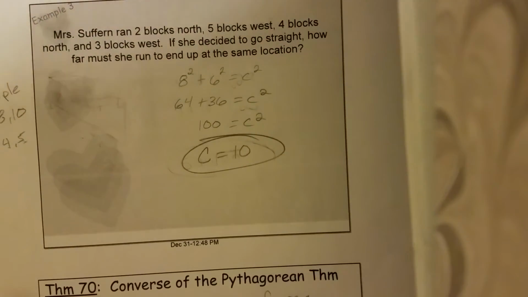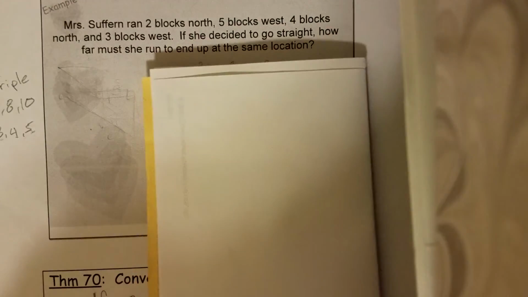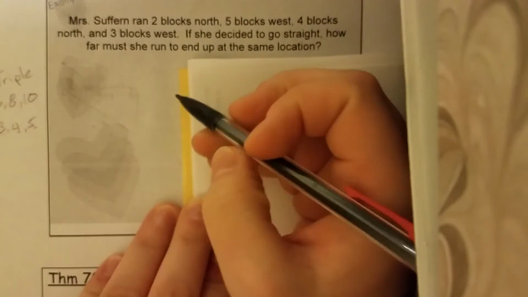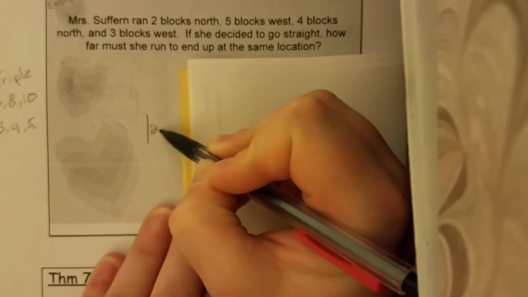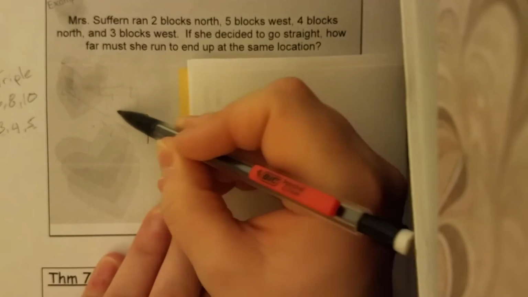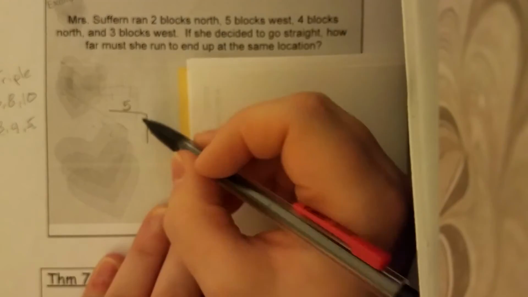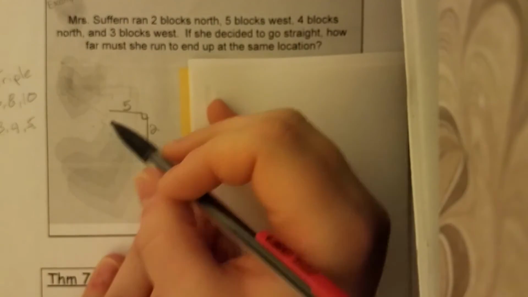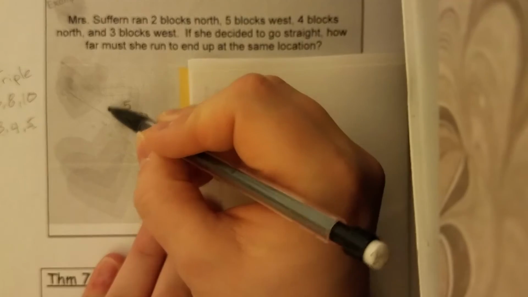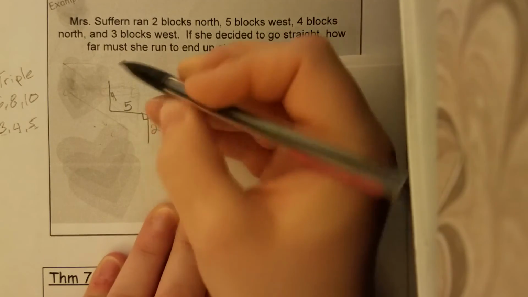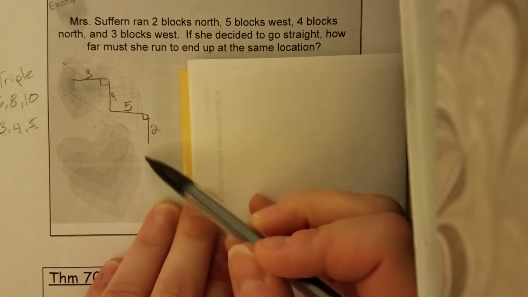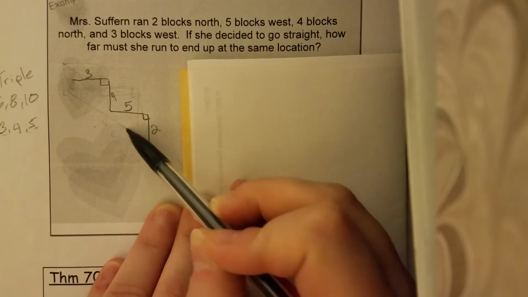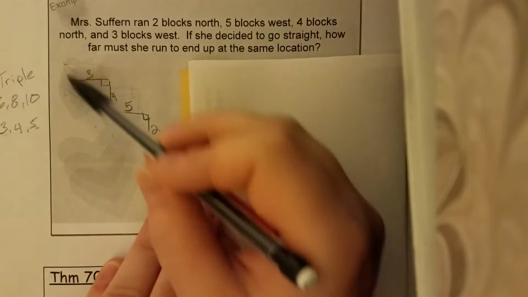Okay. All right. The next one is a really good one to draw a picture for. So if you take a look here, cover that up. It says Miss Suffren ran 2 blocks north. So let's draw that. 2 blocks north looks like this. Then 5 blocks west looks like this. So that's going to be a right angle there. Then 4 blocks north, so there's 4. And then 3 blocks west, so there's my 3. And then I want to know, if she decides to go straight, how far would she run?